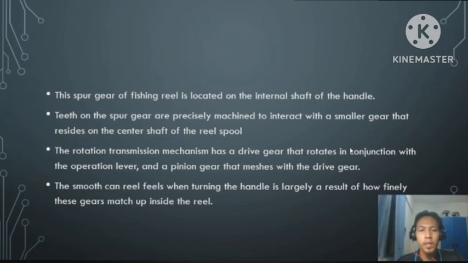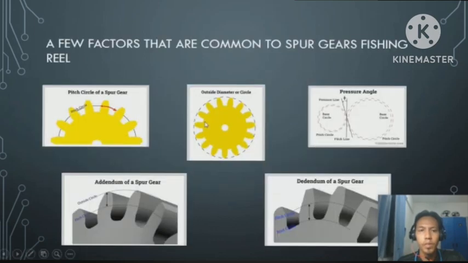The smooth reel feel when turning the handle is largely a result of how finely these gears mesh inside the reel. There are a few factors that are common to spur gear fishing reels. First is the pitch of a spur gear. Pitch, or pitch circle, is the distance from one tooth to the next tooth, and it divides the gear teeth into addendum and dedendum.